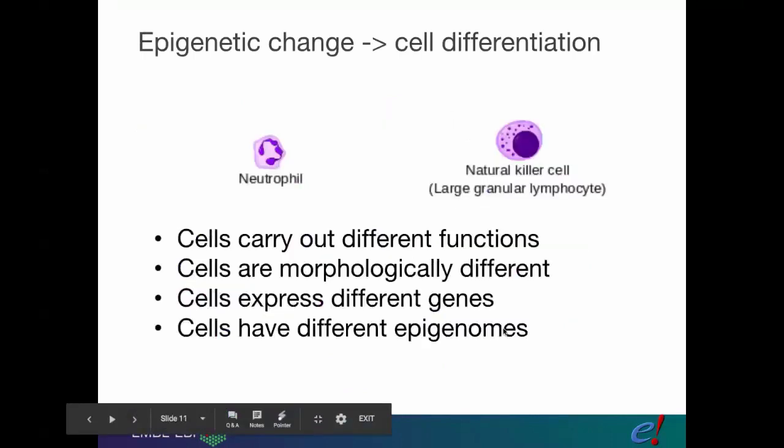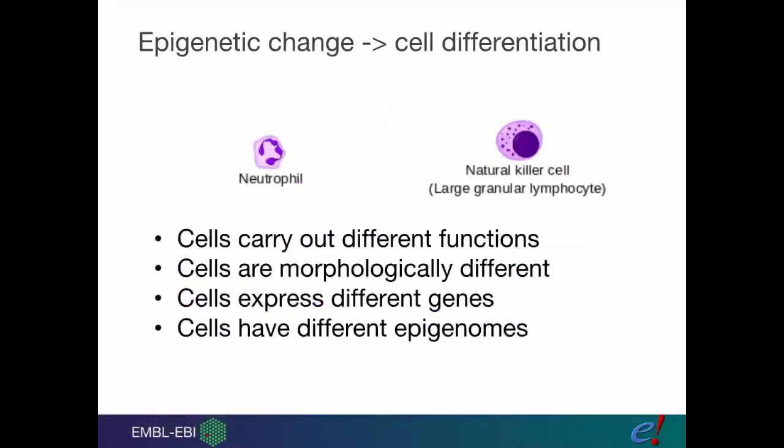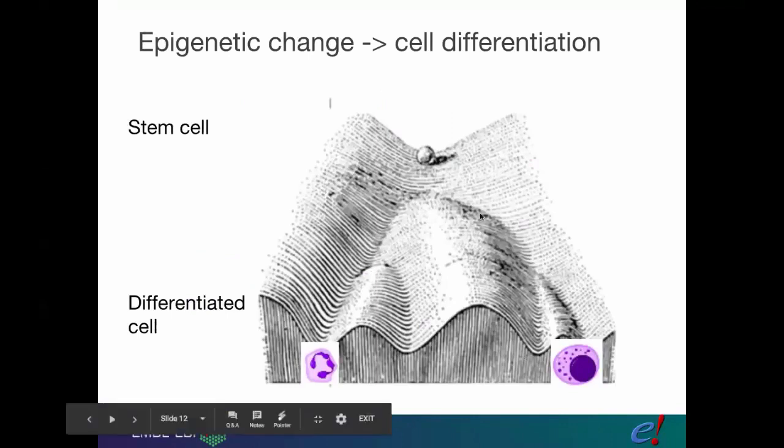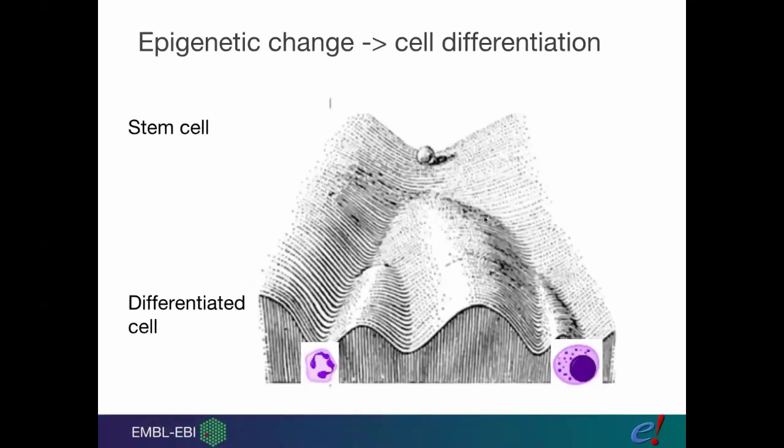And you can have cells which have come from the same source, they're genetically identical, and yet they carry out very different functions, they are morphologically very different, they express different genes, and this is down to the fact that they have different epigenomes. And one of the classic diagrams of how epigenetic cell differentiation works is that we have this marble run with the stem cell at the top of the marble run, and as it rolls down the marble run, it can go one way or it can go another way, but it can't go, crucially, back up.